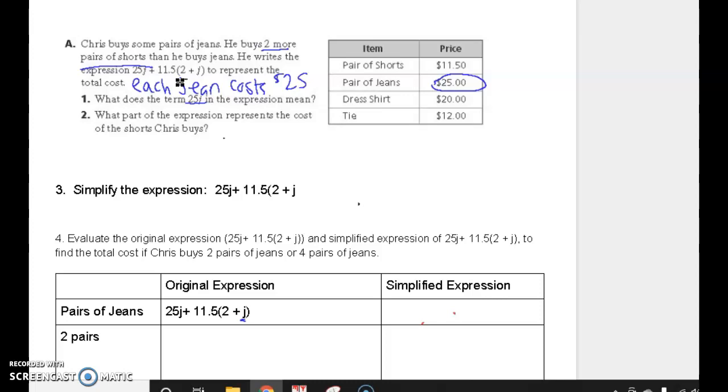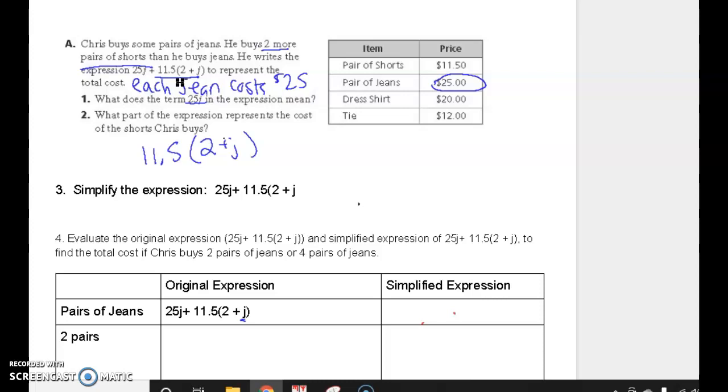Okay, next one. What part of the expression represents the cost of the shorts that Chris buys? Notice here we have the rest of this equation: 11.5 and then (2 + J). This represents the cost of the shorts, and let's explain why. Notice 11.5 matches up with the price. And then notice that there's going to be 2 more pairs of shorts bought for every jean bought. So that's key to remember inside of this equation.